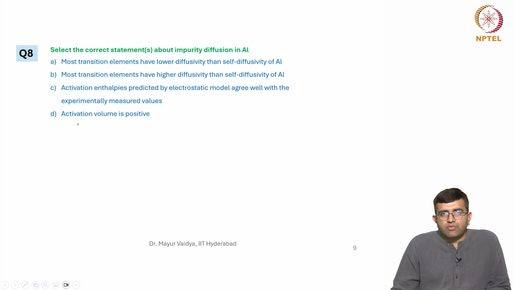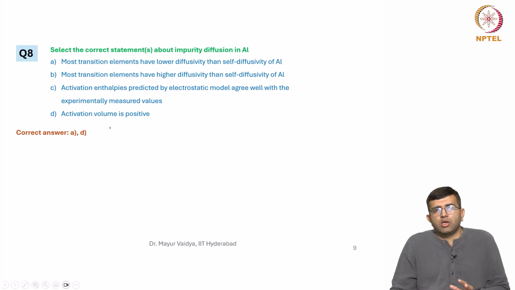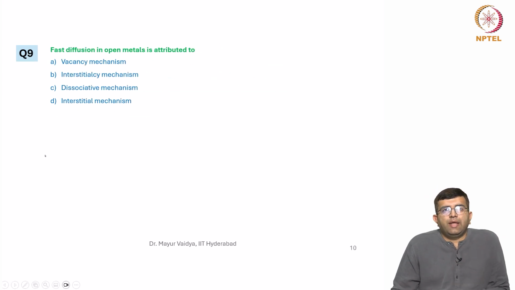Then fourth is activation volume is positive. So, this is also correct. In the pressure dependence, the activation volume comes out to be, for some diffusers, almost the same as the activation volume for self-diffusion of aluminum. For cobalt and manganese it is slightly higher. Then coming to question number 9, fast diffusion in open metals is attributed to.